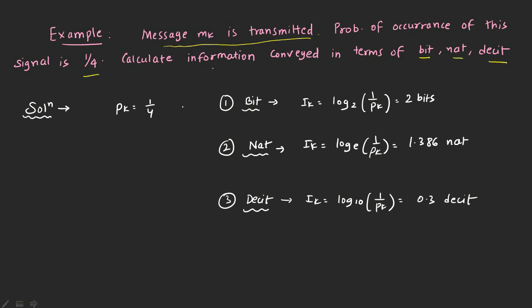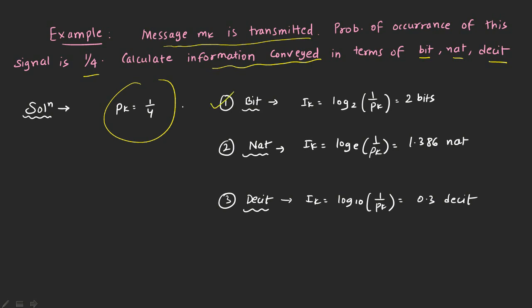Now your information which is conveyed should be in three terms. So your information has three types: bit, nat and decit. So you have to solve three times. That is the basic idea. You have to calculate the information and the probability is given. So pk is 1 by 4, that is given.